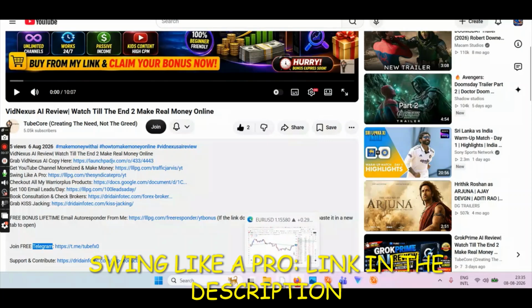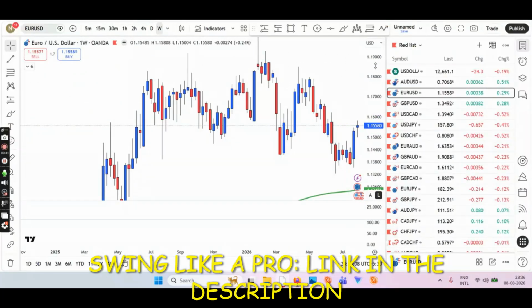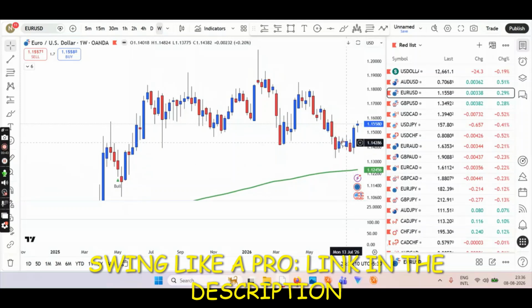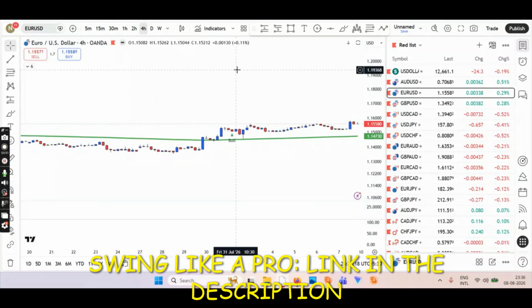So let's start the top-down approach with the weekly time frame. Weekly we are above the EMA. So you can see we are still above the EMA in weekly. Then daily, we are just at the EMA, and in 4 hour we are above the EMA. So price in two higher time frames is above the EMA, in 4 hour and weekly.